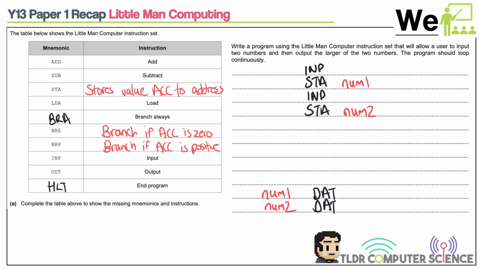How do we decide whether one is bigger than the other? In the accumulator right now is the value for num2. If I take away num1 and it's positive, what does that tell you? So why don't we say SUB num1. So we have num2 in the accumulator. We took away num1. And then what command do we use? We use BRP. And that would indicate what? Okay, branch.